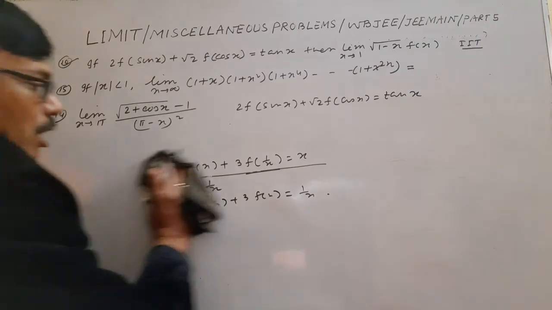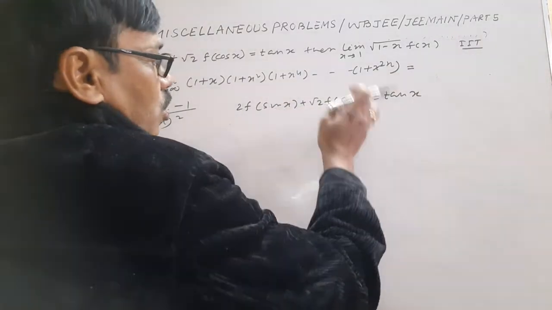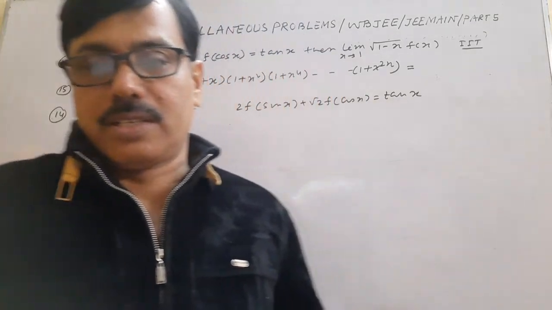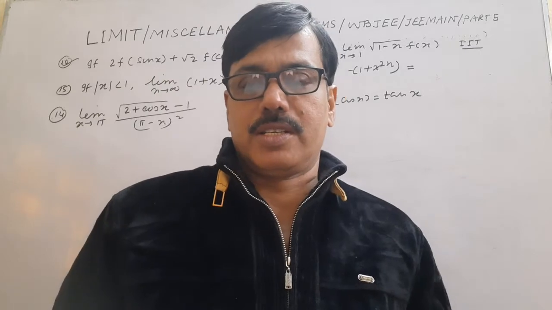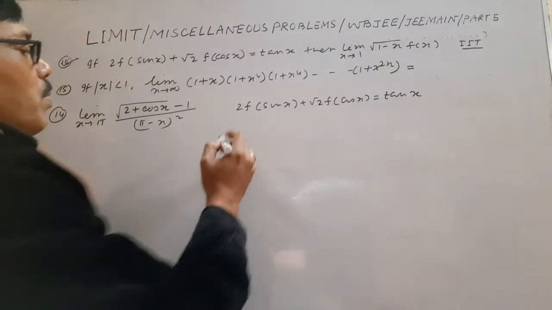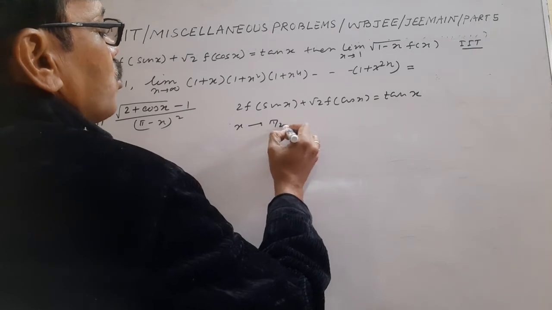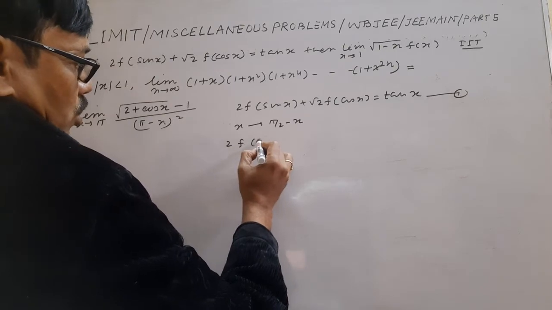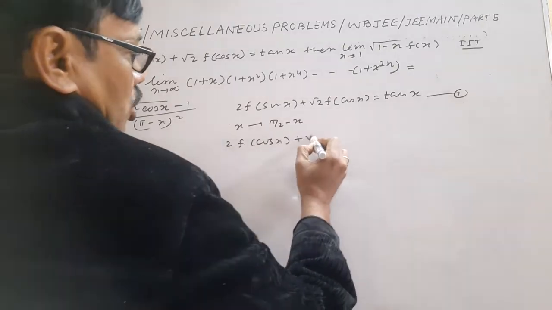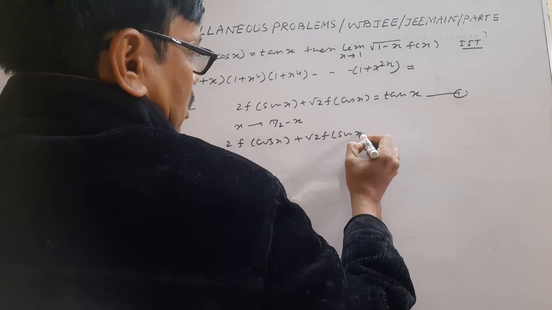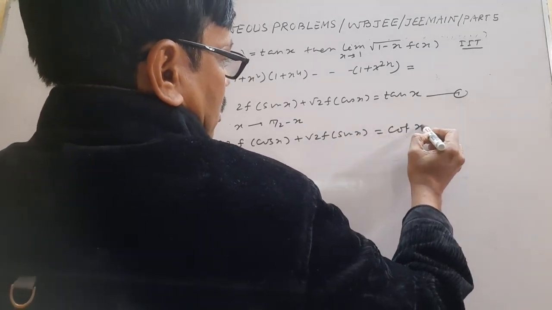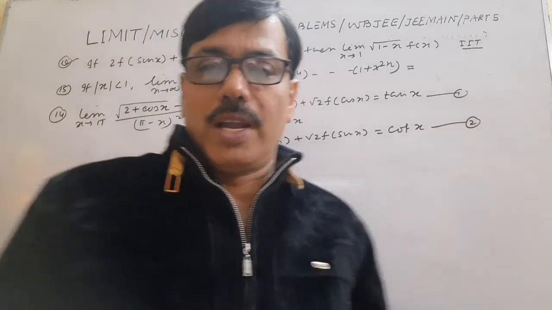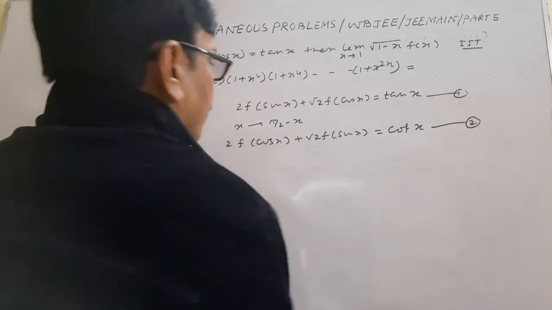Now this is sin x and this is cos x. So x is to be replaced by π/2 − x, because sin(π/2 − x) is cos x. So replacing x by π/2 − x, we get 2f(cos x) + √2 f(sin x) = cot x, omitting one step. Call this equation 2.